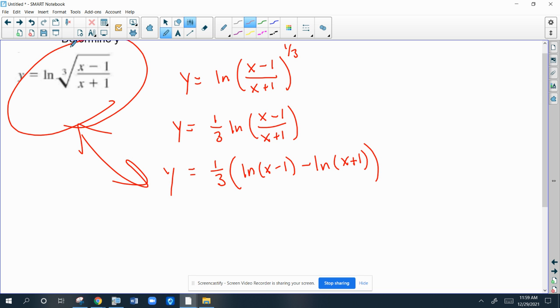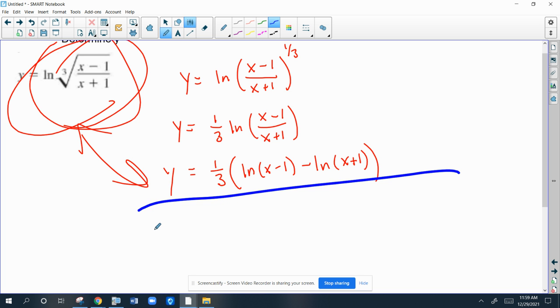And even though this looks much more compact and simplified, when you take the derivative, it's going to be very, very simple with this form. So now I'm ready to take the derivative. Well, the constant rule of differentiation applies. You can ignore that constant 1/3 and just take the derivative of each of these natural logs separately.